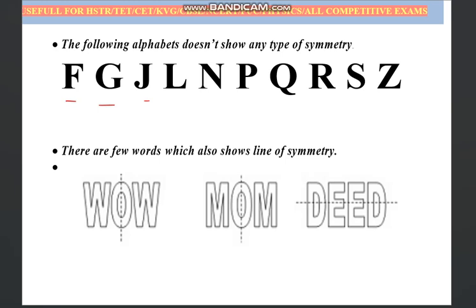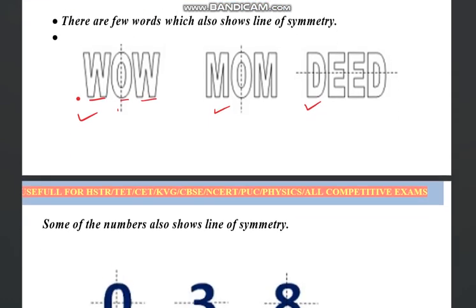halves. There are a few words which can also have lines of symmetry. For example, WOW. If I draw like this and fold this, this W will exactly come on this W. So this is a symmetric figure with a horizontal line of symmetry.